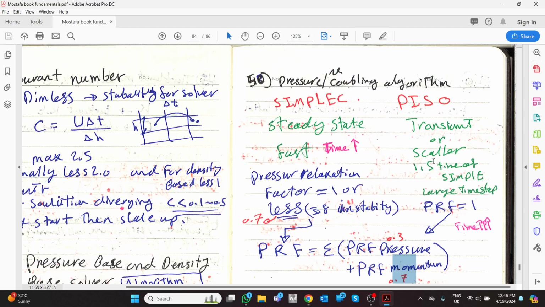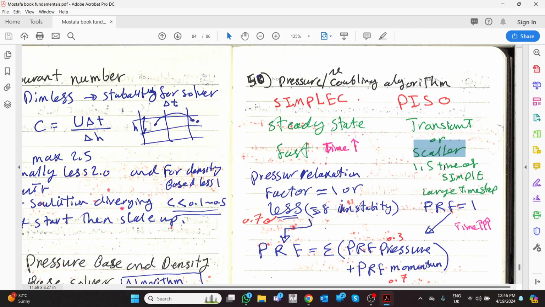This one can be used for PISO. Its application is not steady state, it is for transient. Or if you have a scalar, which we'll discuss after, which means you have two flows, and the first flow is dissipated in the second flow.